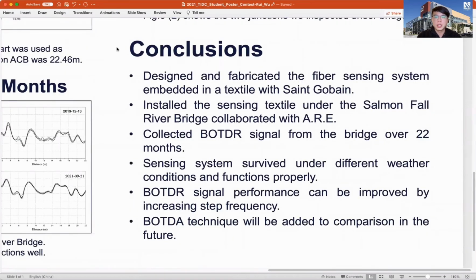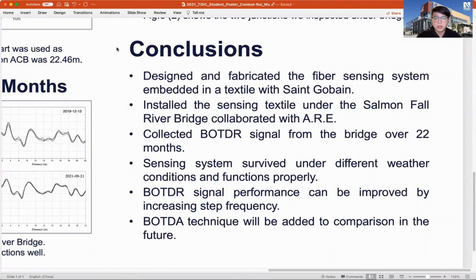In conclusion, we designed and fabricated a fiber sensing system embedded in sensing textile with Saint-Gobain. We installed the sensing textile under the Semiphore River Bridge with ARE. We also collected BOTDR data signal from the bridge over 22 months. The sensing system survives under different weather conditions and functions properly.